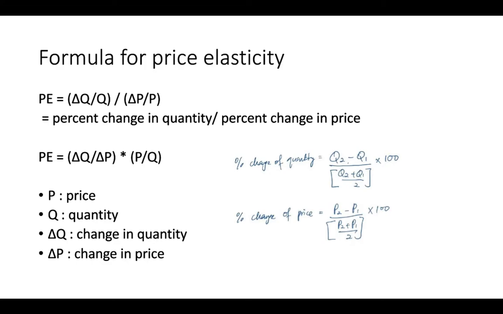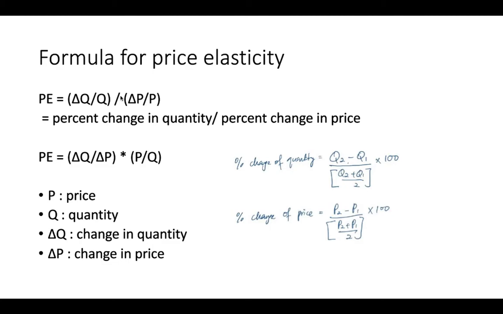So the formula for own price elasticity is this one: percent change in quantity divided by percent change in price. So Q here represents quantity and this is delta Q, so this is change in quantity, divided by quantity. This is change in price divided by price.